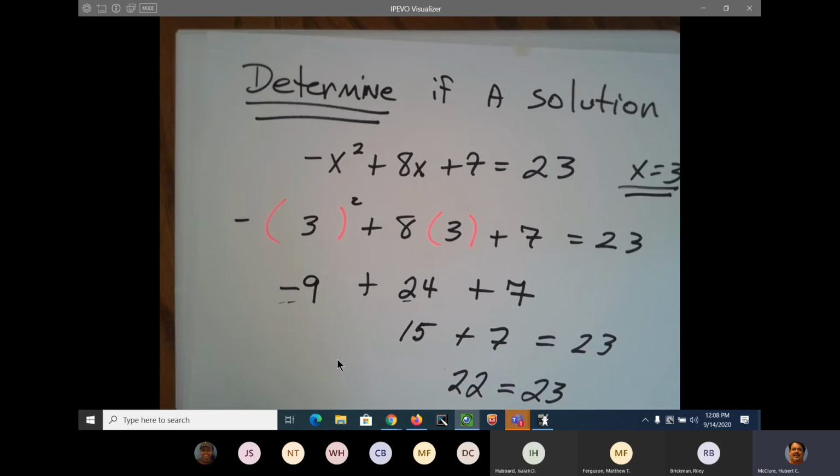So, is 3 a solution to this problem? Yes or no? No. Well, is 22 and 23 the same? No. Hold on just a second. Somebody was calling me. It's not the same. So if it's not the same, is it a solution?